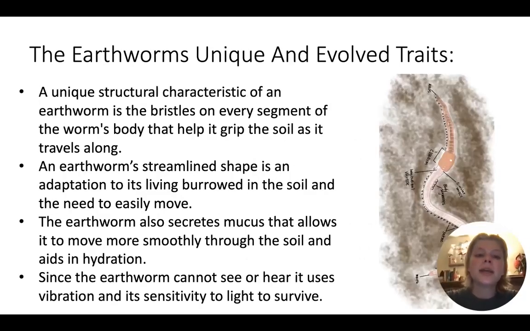The earthworm's unique and evolved traits. A unique structural characteristic of an earthworm is the bristles on every segment of the worm's body that help it grip the soil as it travels along. These are called setae, and they are labeled here on this little drawing that I have for you. An earthworm's streamlined shape is an adaptation to living burrowed in the soil and its need to easily move through the soil. The earthworm also secretes a mucus that allows it to move more smoothly through the soil, and it aids in hydration. Since the earthworm cannot see or hear, it uses vibration and its sensitivity to light to survive.